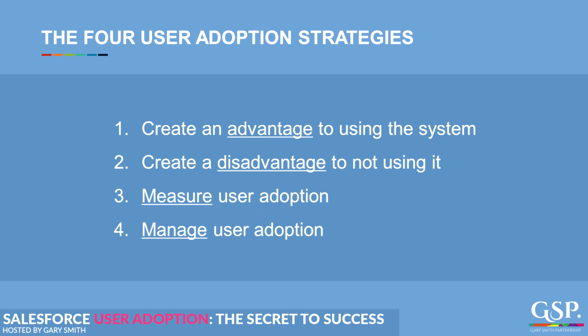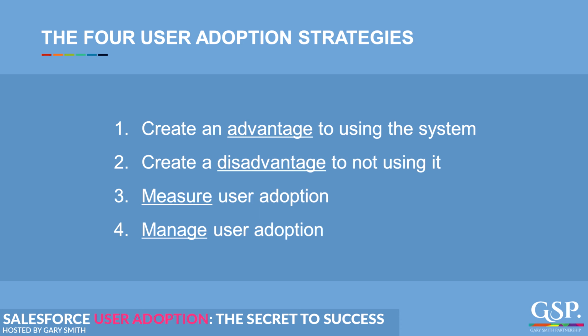So for example, the first one is you must create an advantage to using the system. It must be easier to do my job using the system than not using it. Well, all of those people who are willing to use it but unable, this is where you need to put the bulk of the effort, creating an advantage to using the system, making it easier to do my job using the system than not using it.